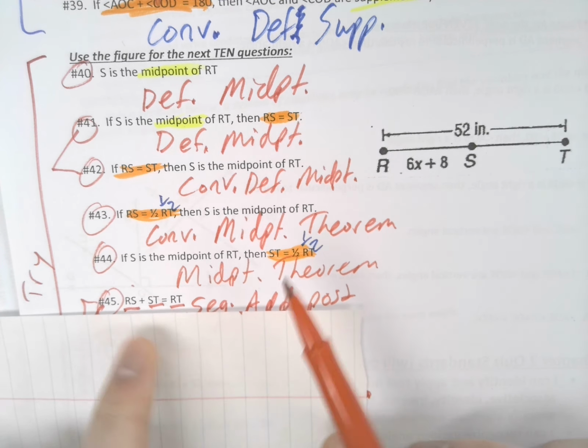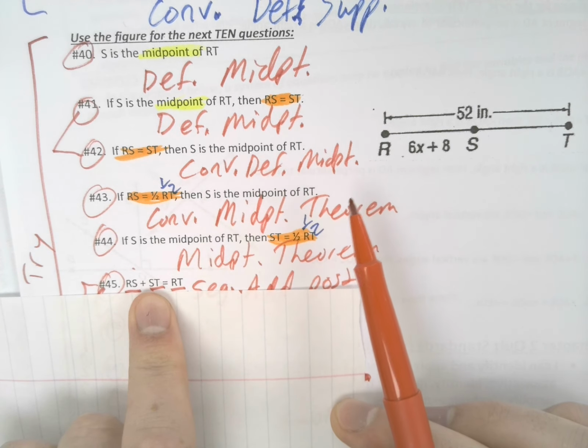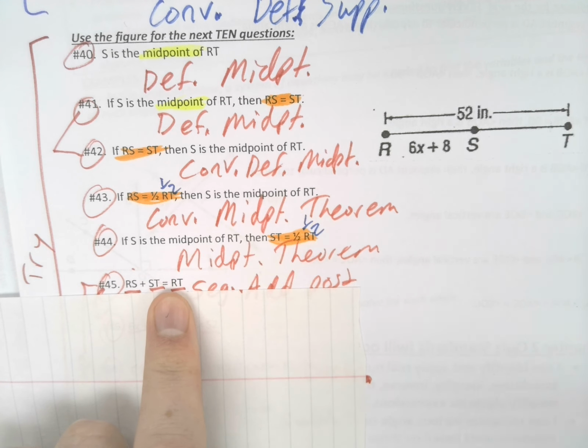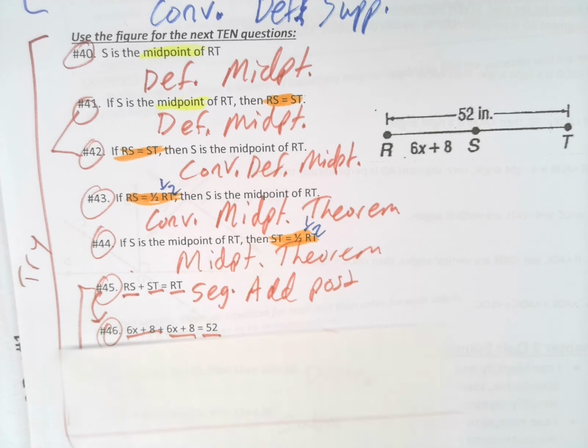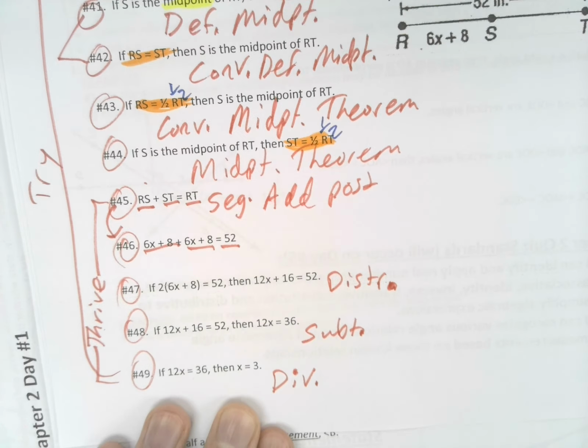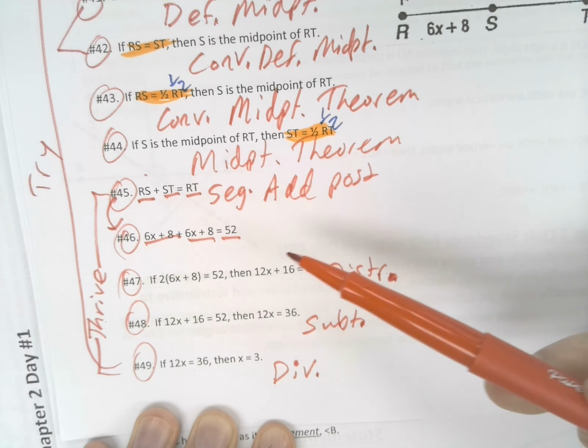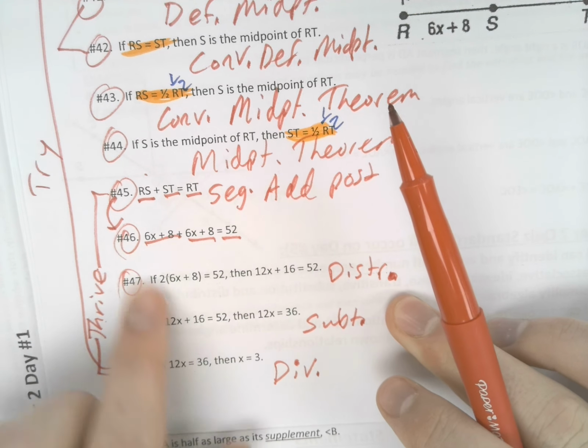Then we switch gears. We're saying, okay, RS plus ST equals RT. So part plus part equals whole. We're talking seg-add post. And I'm going to let you guys take a look at the rest. You're going to notice that I've got one blank here.